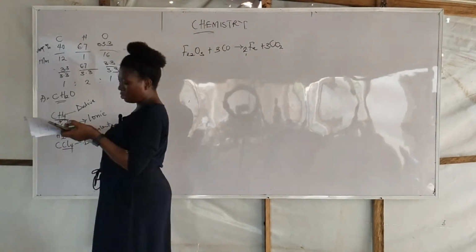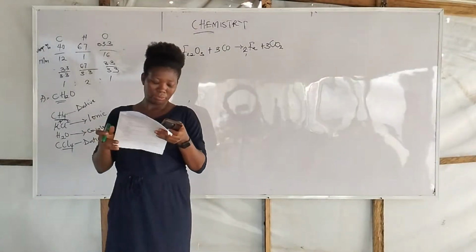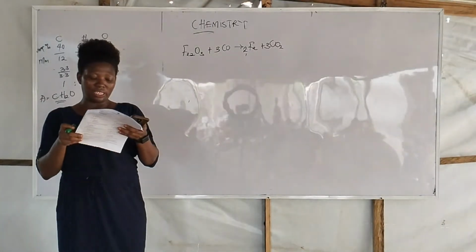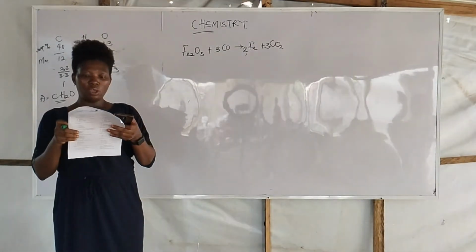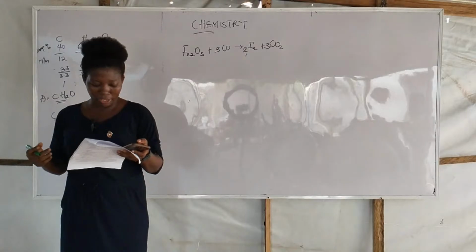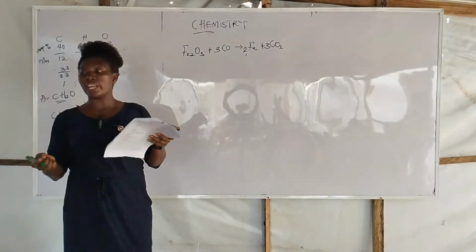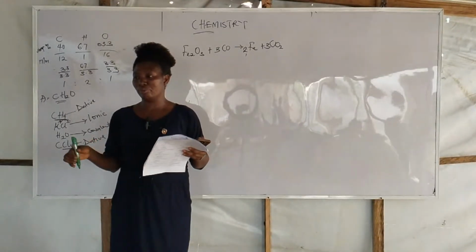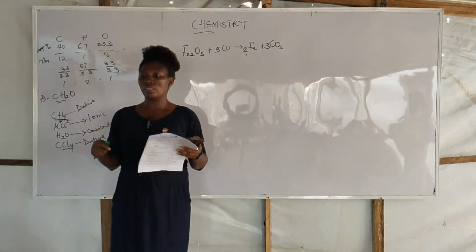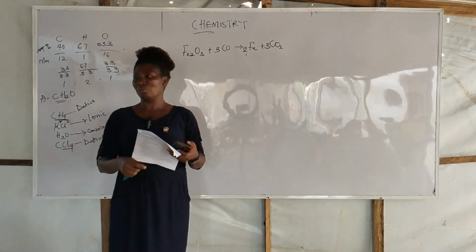So now let's look at question 17. What type of bond exists in ammonia? What kind of bond exists in ammonia? A, ionic, covalent, metallic, hydrogen. It's actually covalent. It's very cheap.